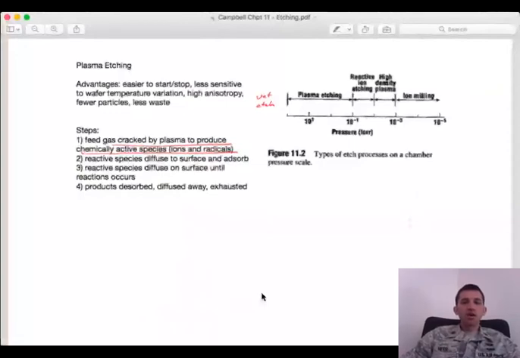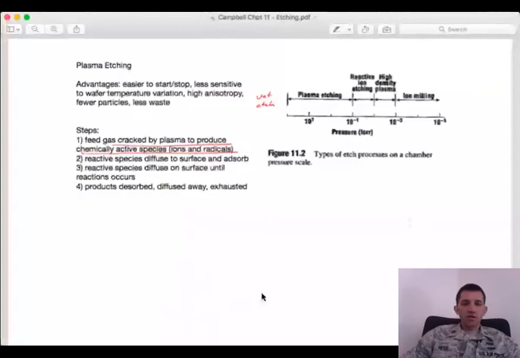Okay, so in plasma etching, you can increase the rate by increasing the pressure, so you have a higher pressure of your reactants in the plasma. And here we have some of what I said about shifting the reaction energies using the plasma.